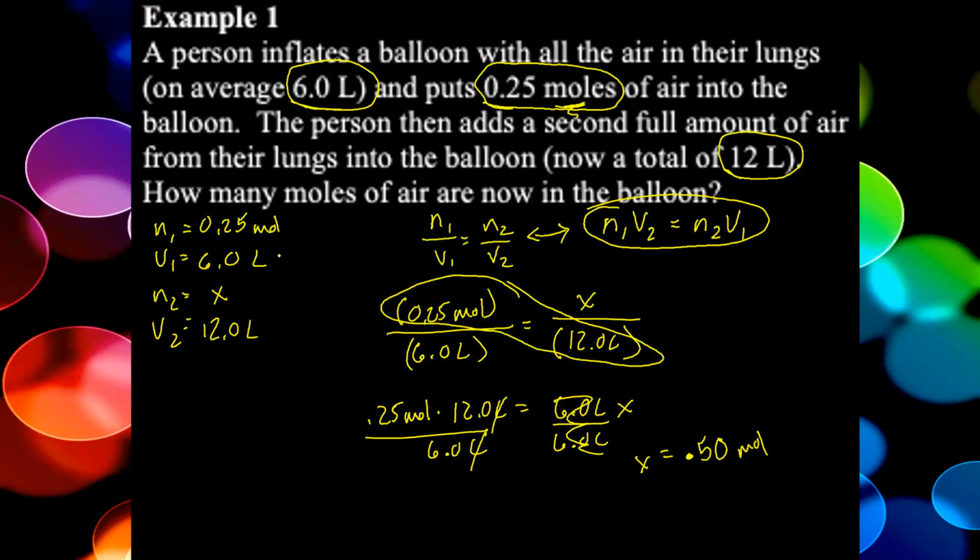Now let's look at what happened. The volume went from 6 to 12, so the volume went up. And my moles went from 0.25 to 0.5. So my moles went up. So it's good. It went in the same direction. By the way, here's the bat and ball.